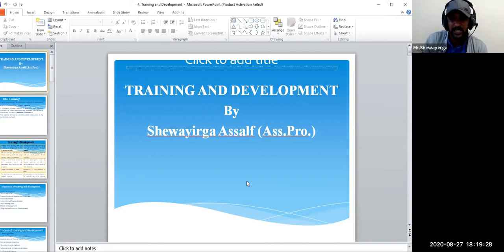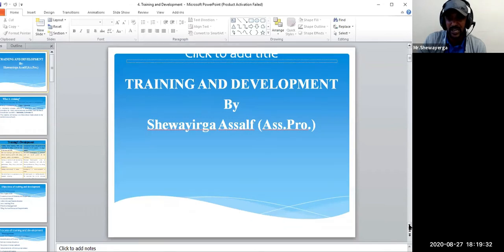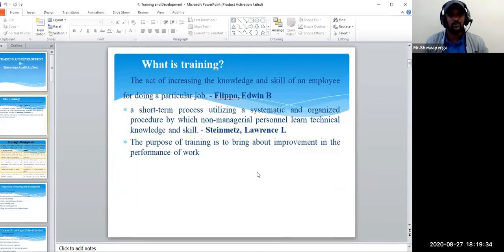What is training? What is development? What is the difference and similarity between training and development? First, we'll see what is training. Training is the act of increasing knowledge and skill of an employee for doing a particular job. Which means training is an act of increasing specific knowledge and specific skills to do a specific job and task.